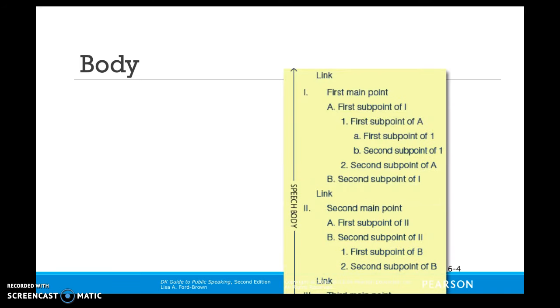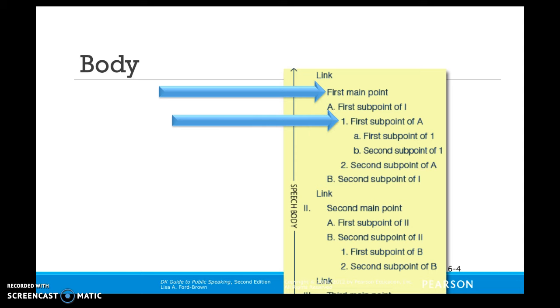So the body contains the central portion of the speech. The main points, they are essential ideas you must cover or the main claims you wish to make, and they directly relate to your central idea, your thesis statement. Most speeches have between 2 and 5 of them. The subpoints, they offer information to support and relate back to the main point. And then the links make logical jumps between 2 places in your speech, also called a transition.